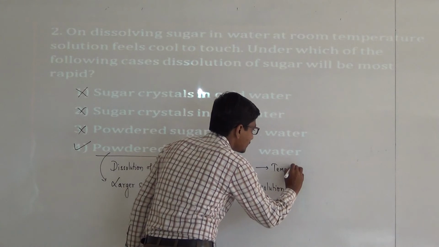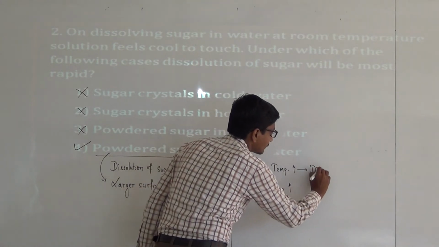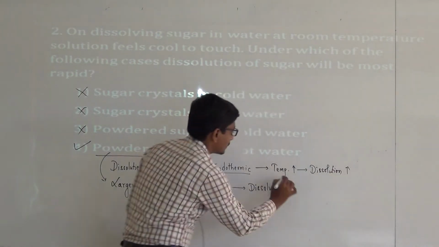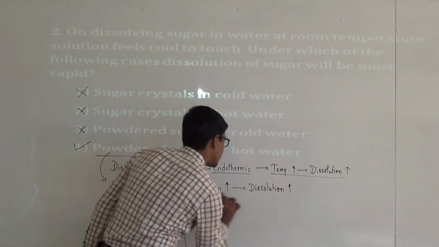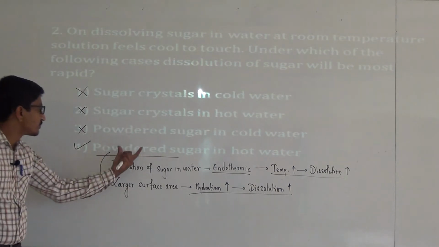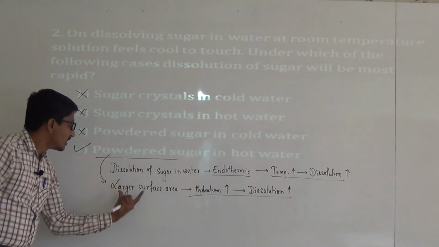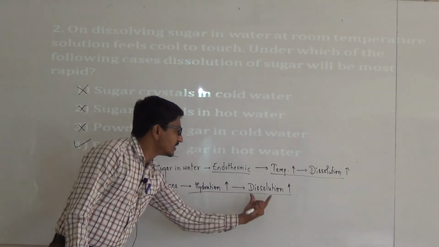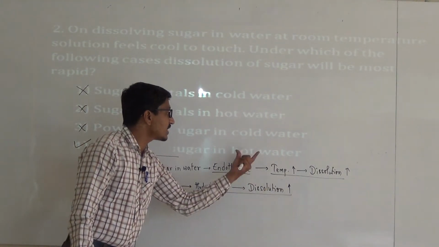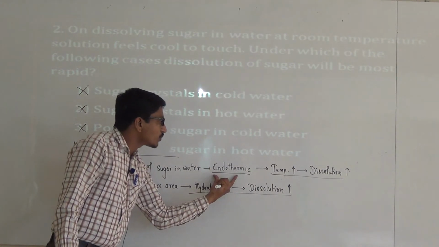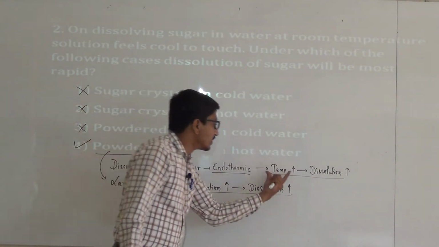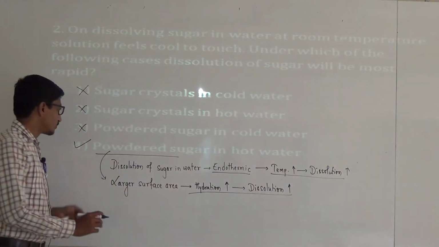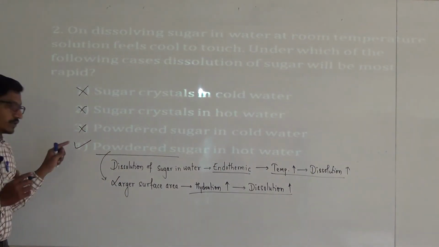As temperature increases, dissolution increases. These two factors play an important role in this problem. Powdered sugar has a larger surface area and hydration is more. Hydration is more means dissolution increases, and since the dissolution process is endothermic, with increase in temperature dissolution increases. And the last, fourth option, is correct.